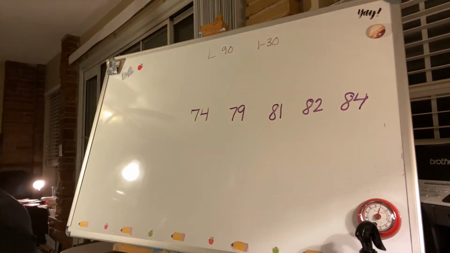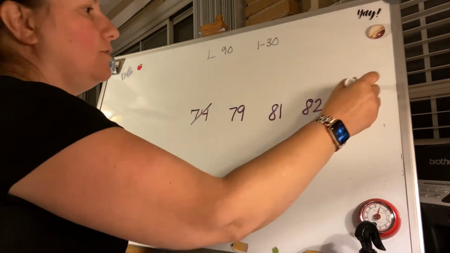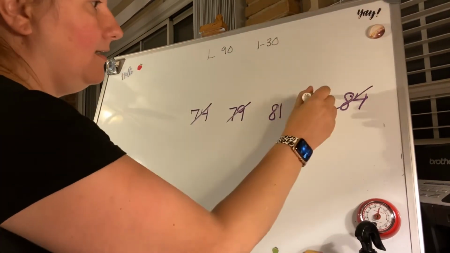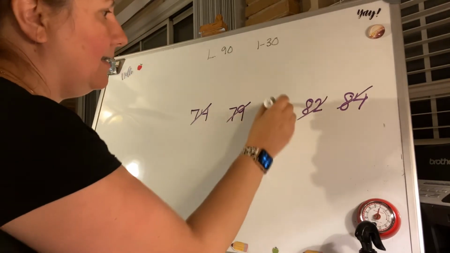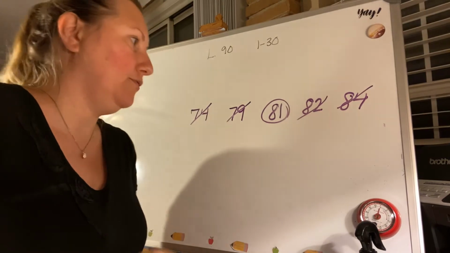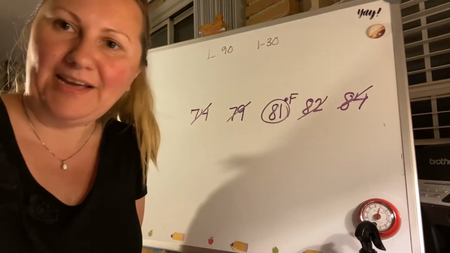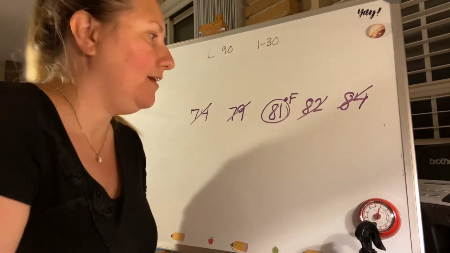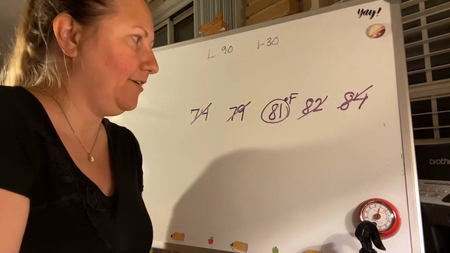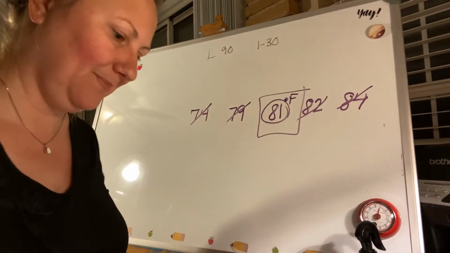Okay, so the median means middle. So why don't I just cross out the two on either end, the next two, and circle the middle one, which is our median temperature for those 5 days. So it's 81 degrees Fahrenheit, and that's our answer. If you are highlighting, which I want you to do to make it easier to find your answer, this is what you're going to highlight. Okay.